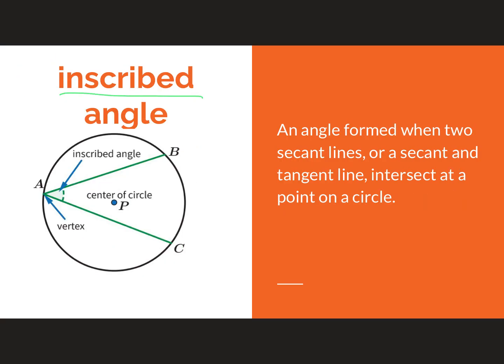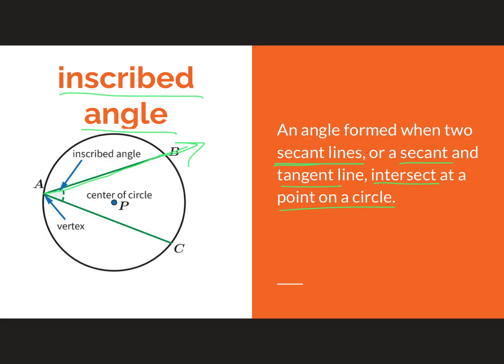Next we have an inscribed angle. So again, we're talking about an angle inside of a circle. So it is an angle formed when two secant lines, remember, secant lines go all the way from one side to the other and can keep going, or a secant and a tangent intersect at a point on the circle.